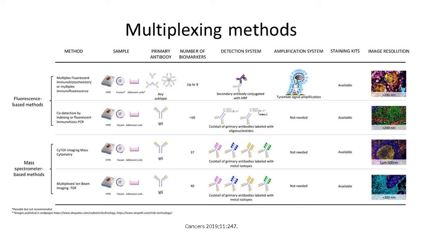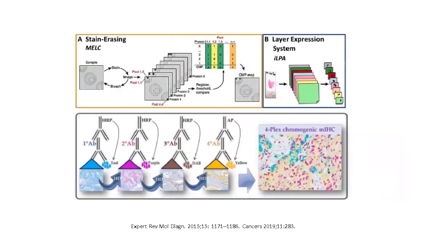This can also be done by using an antibody which is conjugated to oligonucleotides and achieving very much the same sort of image, but in that case you could use up to more than 50 biomarkers at the same time. Another technique to achieve high-number multiplexing would be mass spectrometry based methods, which could be CyTOF imaging mass cytometry or multiplexed ion beam imaging. And all of these techniques are described in this very interesting paper, which gives a very nice review of all of these different approaches to multiplexing.